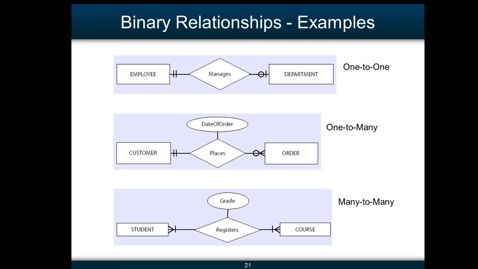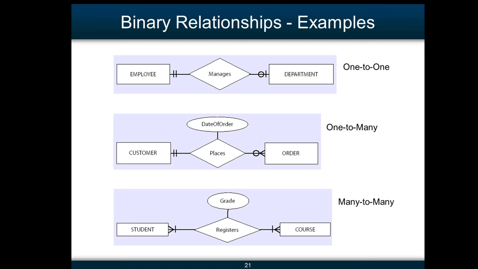Its relationship is places, which means that the customer places an order. The relationship of the two entities is places. And this is one-to-many because a customer can place many orders. Again, one customer can place many orders. Take note that the order is many, but the customer is only one, because one order can be placed by many customers, or one order can be ordered by many customers.